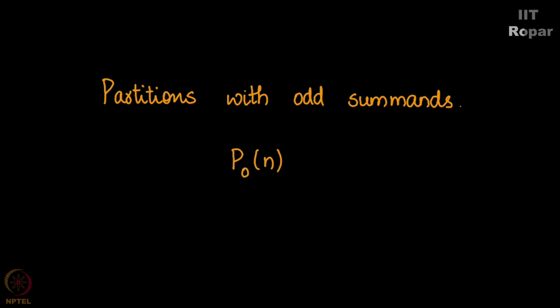I'm going to represent it as PO of n. O stands for odd here. We have seen what PO of 6 was. It is 4. Well, remember whatever we have learnt in this video. We'll be seeing something more in the next one.